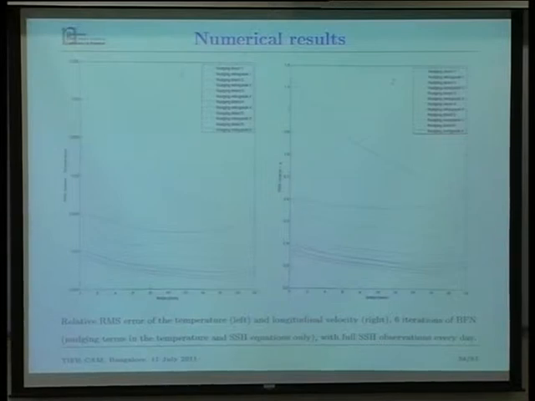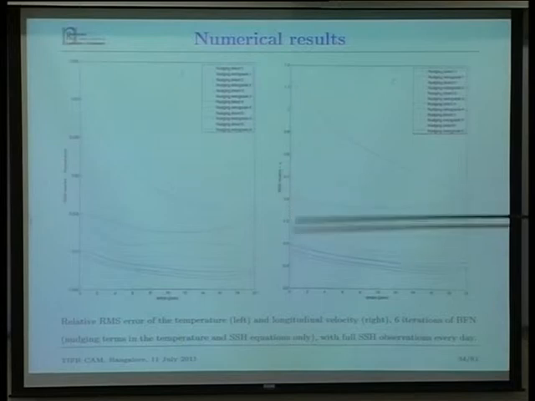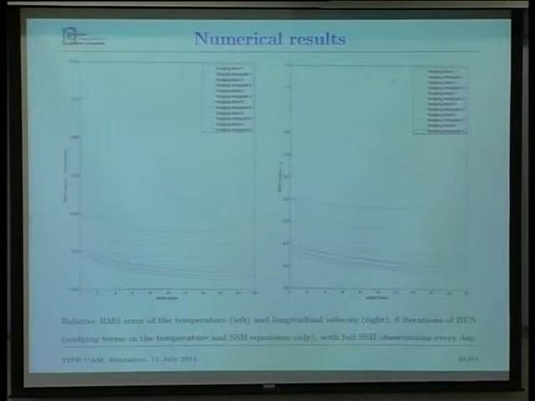So this is the error between the BFN state and the true state for the temperature and one component of the velocity. So the assimilation window is 20 days, and there are 6 iterations of BFN. So you can see the error decrease in forward and backward nodes along the iterations. So here it was one of the first experiments. So he used full SSH observations every day.